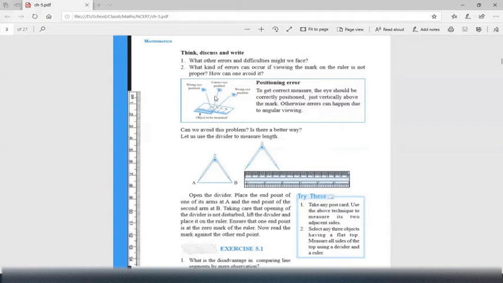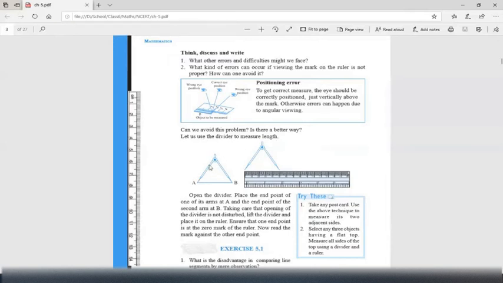So the correct position of the eye is when you see it from the top, straight. So, positioning error. To get the correct measure, the eye should be correctly positioned, just vertically above the mark. Otherwise, errors can happen due to angular viewing. Can we avoid this problem? Is there a better way? Let us use a divider to measure length.